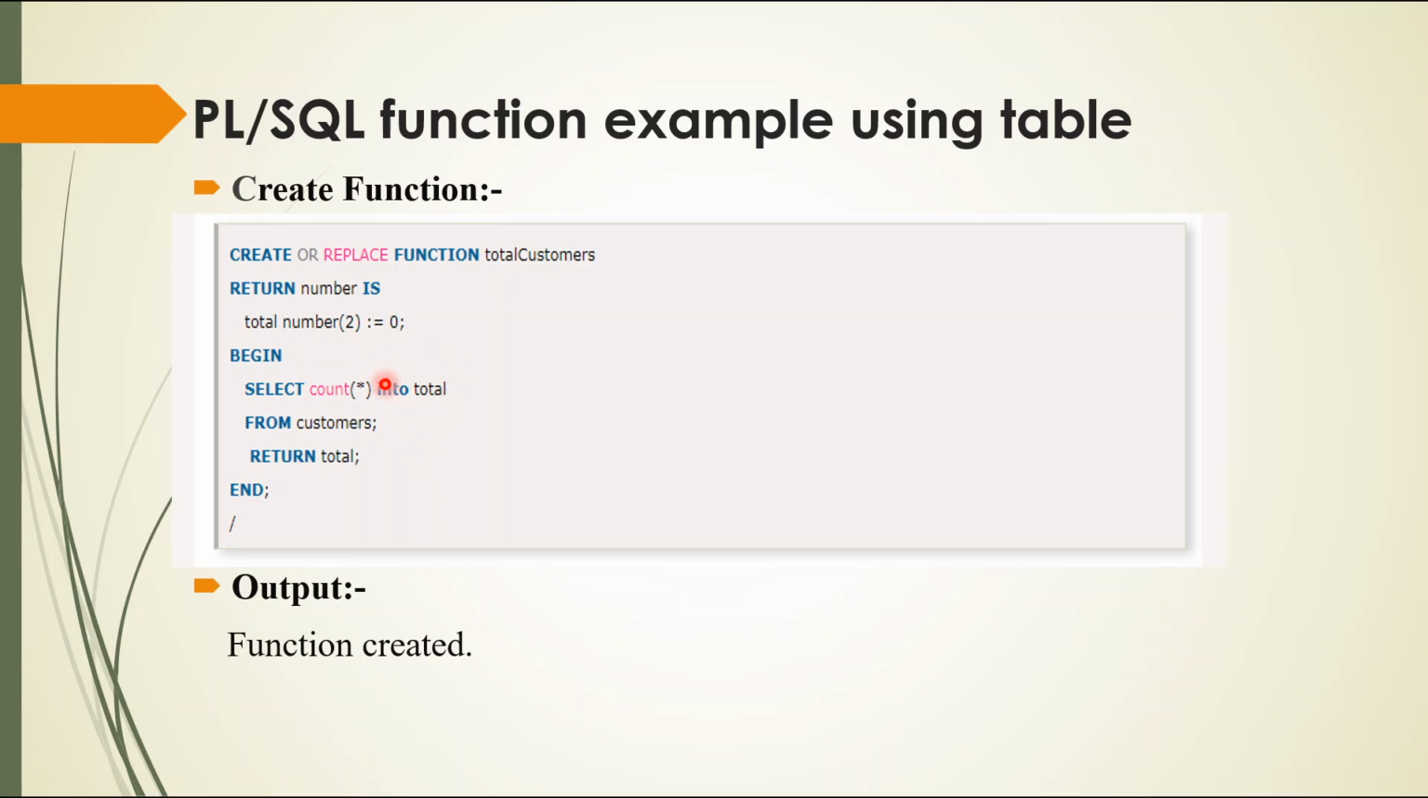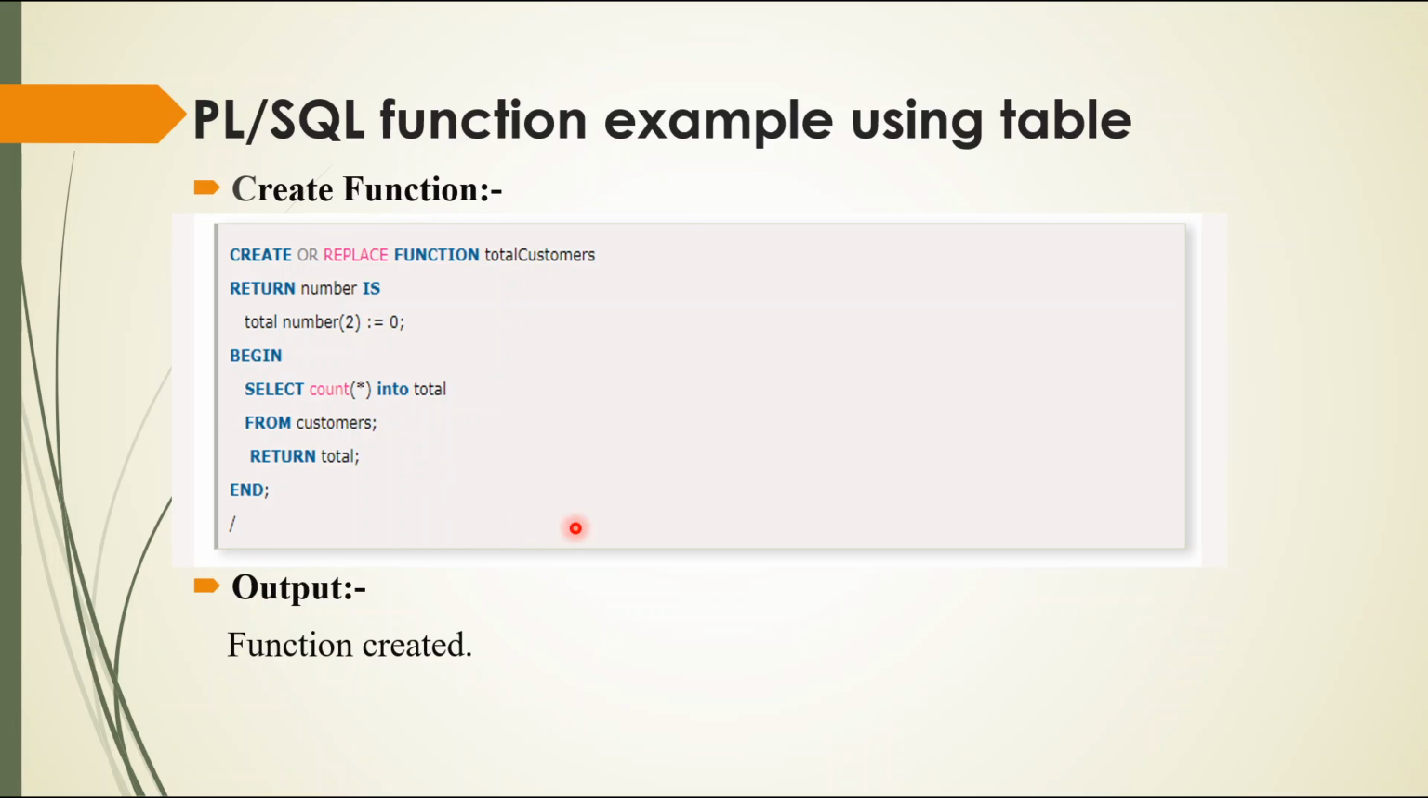Here I am declaring the variable total. From which table? Customers. So this query will give me the total number of customers, and this total number of customers will be stored in the total variable. So my output will be in the total variable. Here, return total. Now end the procedure, end the function. After writing this code, the output will be "function created".